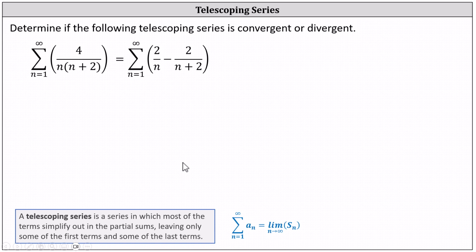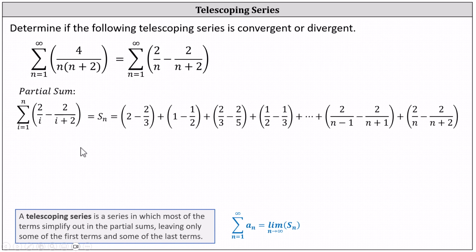Because we want the partial sum formula in terms of n, for the partial sum, we'll replace the variable n with i and let n be the upper bound or upper limit of the index. Notice the formula is a sub i instead of a sub n, and the index is from i equals 1 to n. And now we need to expand the partial sum. When i equals 1, we have 2 minus 2/3, plus when i is 2, we have 1 minus 2/4 or 1/2, plus when i is 3, we have 2/3 minus 2/5, plus when i is 4, we have 2/4 or 1/2 minus 2/6 or 1/3.